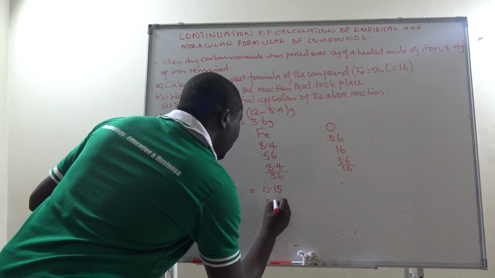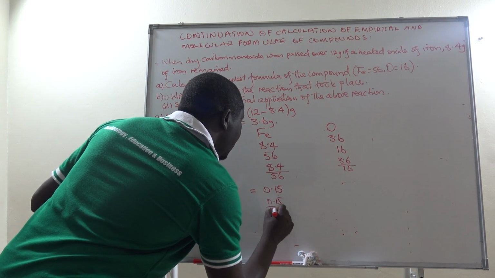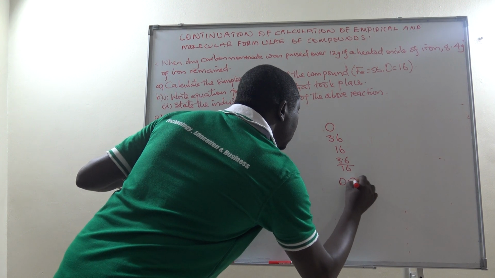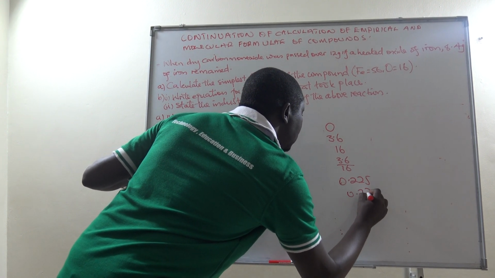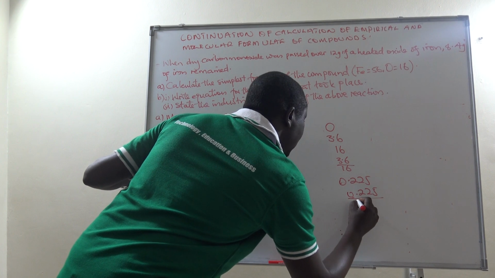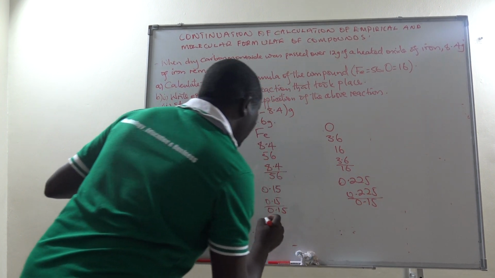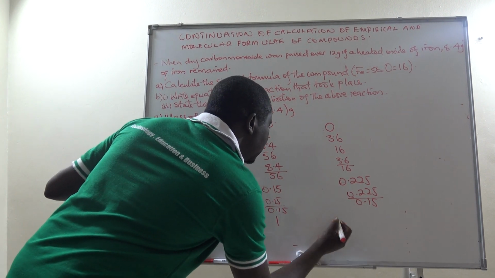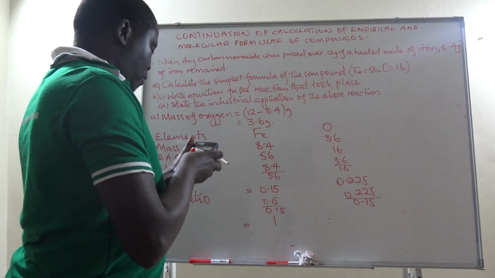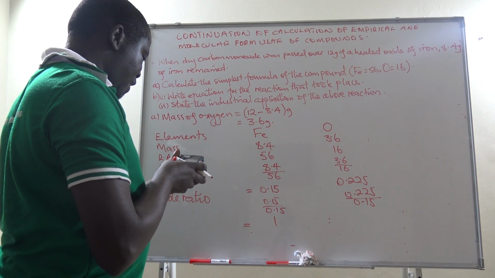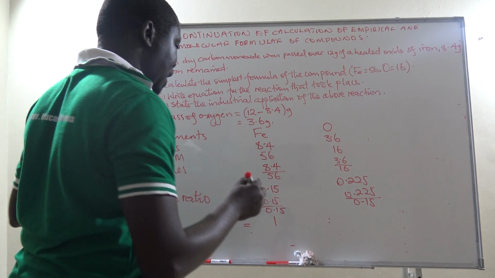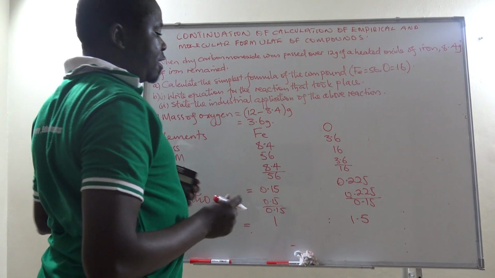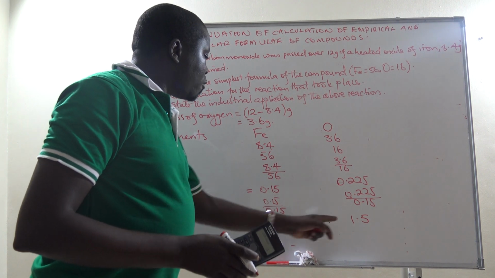So it is 0.15. We divide by itself, and then 0.225. We also divide by 0.15. Let us try to see what we get. In this case, what we get from here will be a ratio of 1 to... so 0.225, we divide by this, and here we have exactly 1.5. Now try to see, we have a ratio of 1 to 1.5.